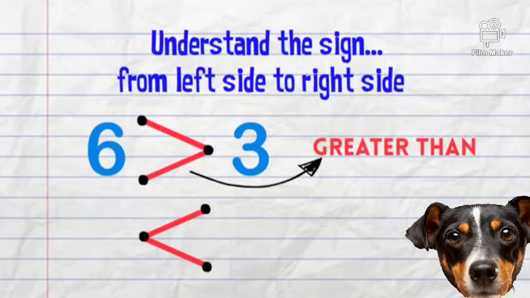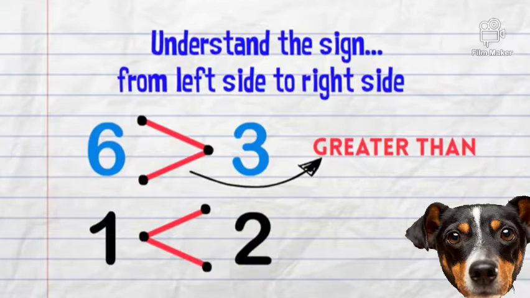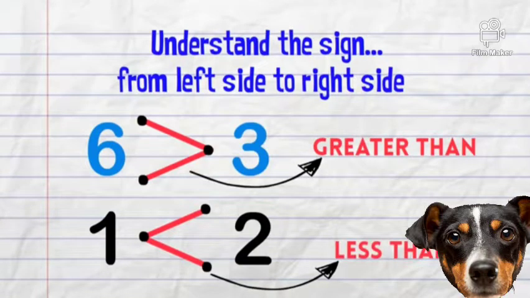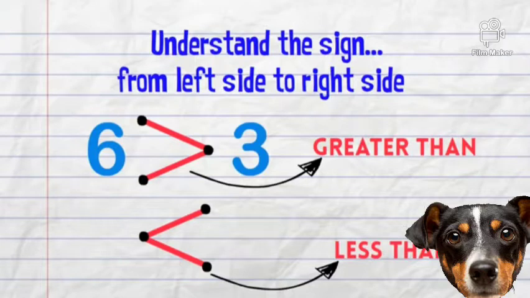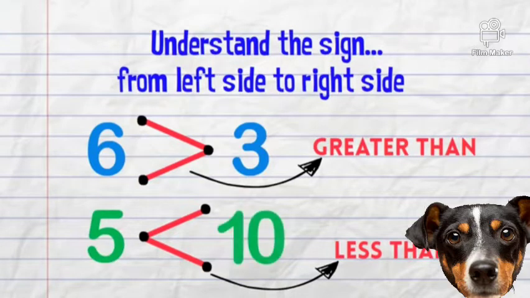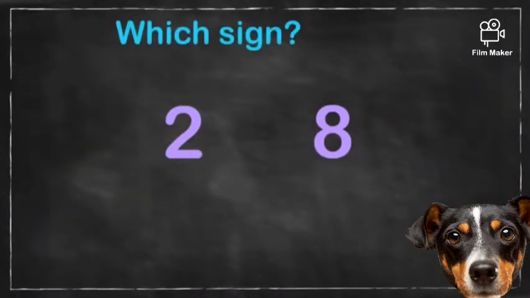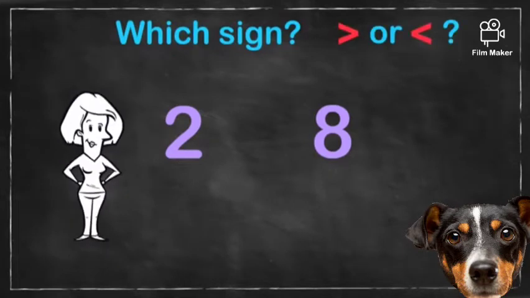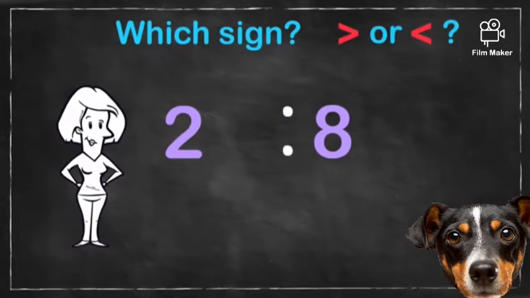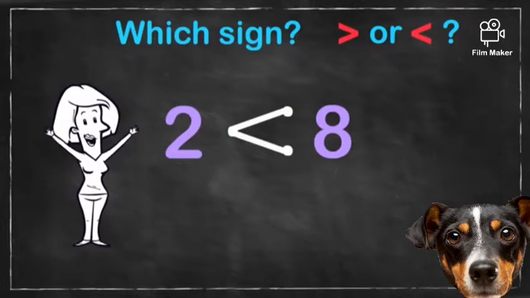Now, this is lesser than. 1 point to the lesser number and 2 points to the greater number. 1 is less than 2. 5 is less than 10. Now, 2 and 8. Which sign will come? Greater than or less than? Yes, very good. You have put 2 open dots. Very nice. 2 is less than 8.